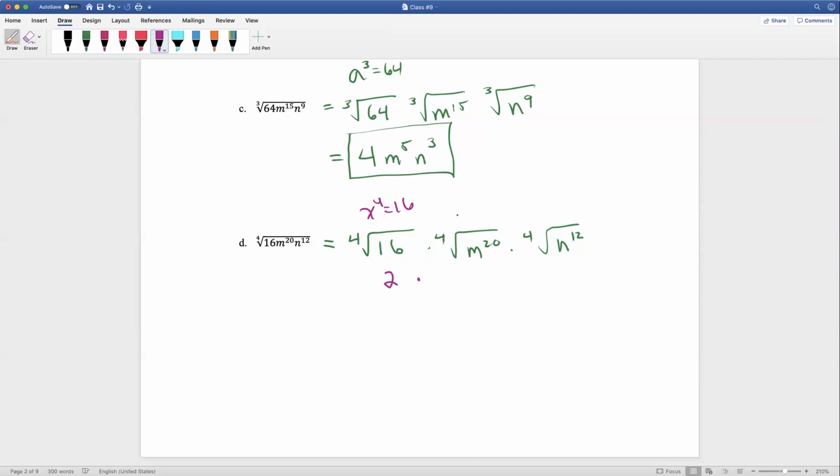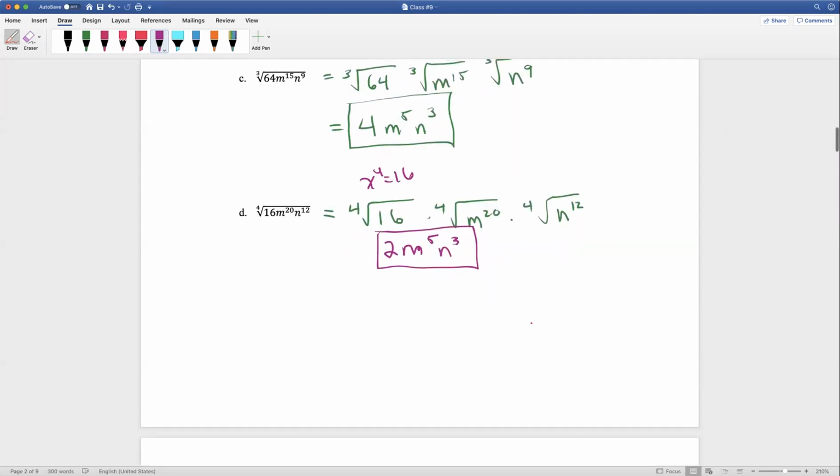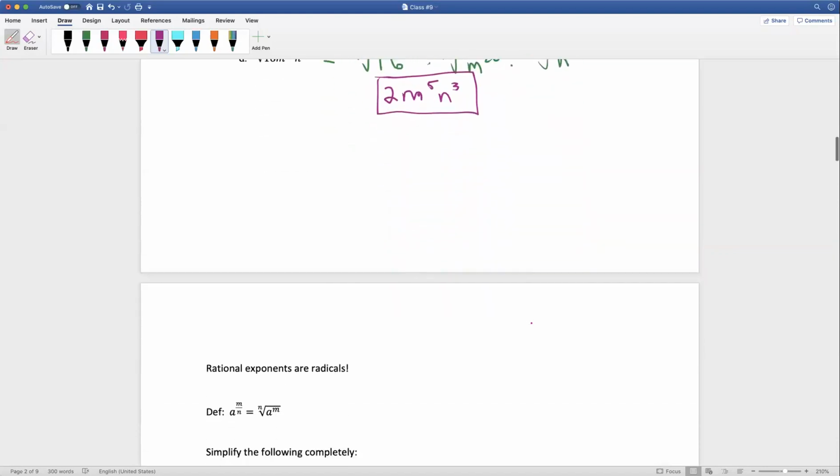For the 4th root of m to the 20th, 4 goes into 20 5 times, so we can rewrite that bit as m to the 5th power, or 20 divided by 4 is 5. For the 4th root of n to the 12th, that's the same thing as saying 12 divided by 4, which is 3. So the 4th root of 16 m to the 20th n to the 12th is equivalent to 2m to the 5th n cubed.